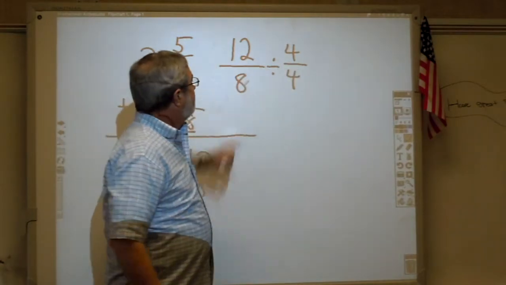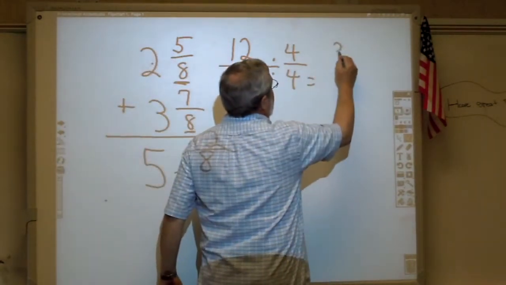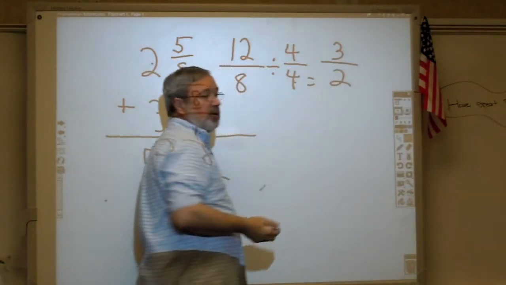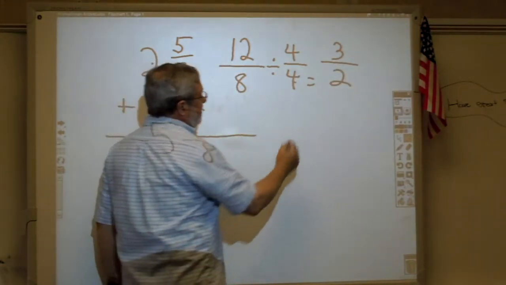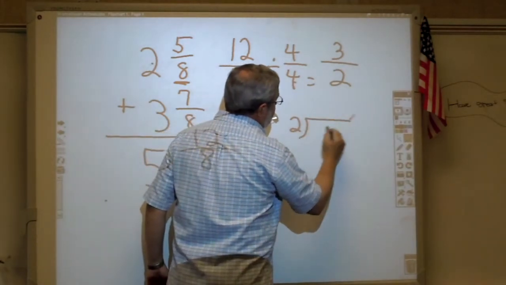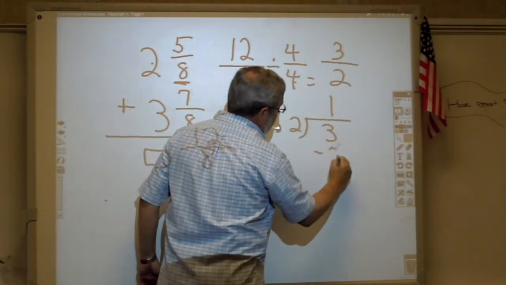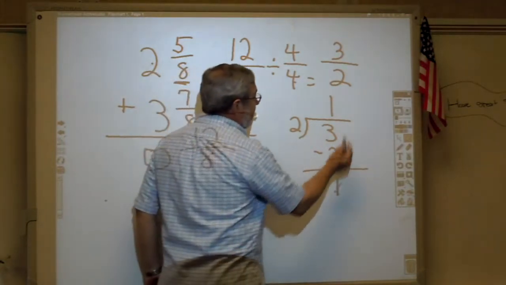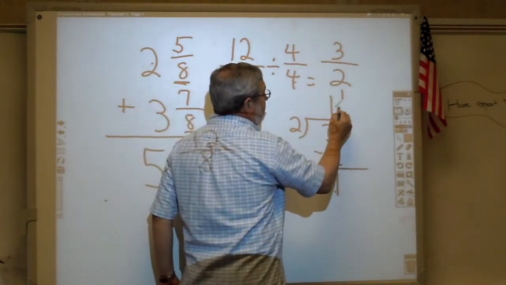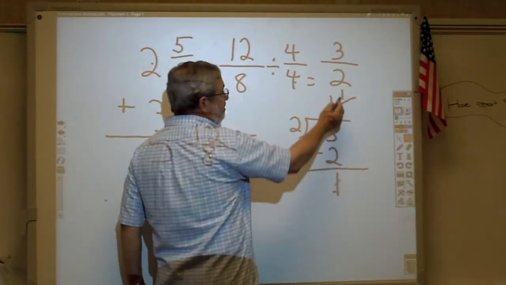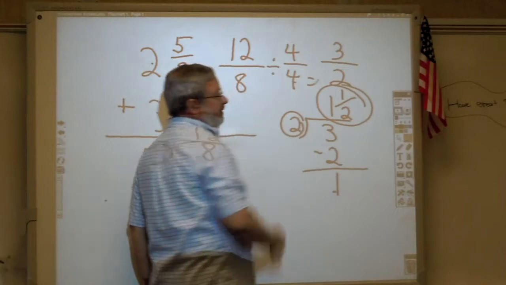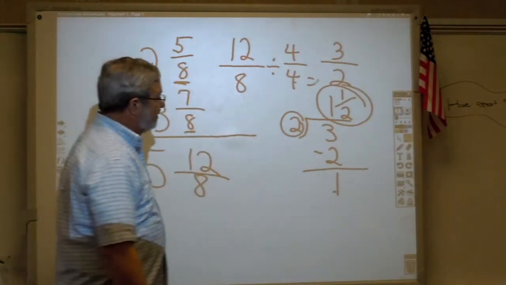So if I divide 4 into 12, it will go 3 times. If I divide 4 into 8, it will go 2 times. And that's the same one we had a couple on a previous one. So if I divide 2 into 3, that of course will go 1 time, 1 left over. Remember, your remainder becomes your numerator. Your divisor becomes your denominator. And that's what that one will look like here.